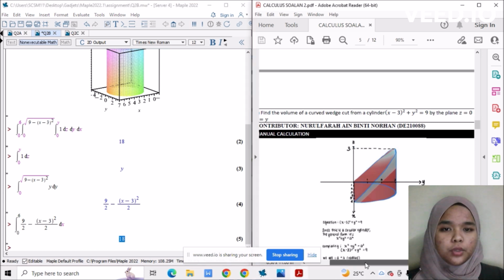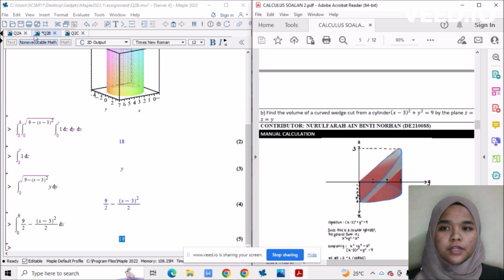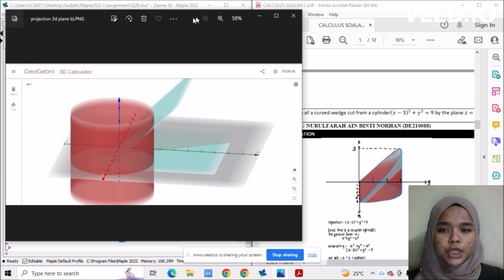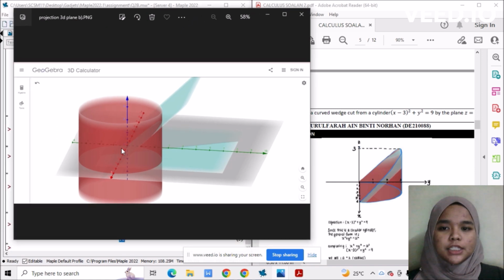For question B, it is to find the volume of a curved wedge. From here, in the Maple software, it cannot show the plane that has been cut, but from GeoGebra we can see this is the shape. So we only take this volume to be calculated.